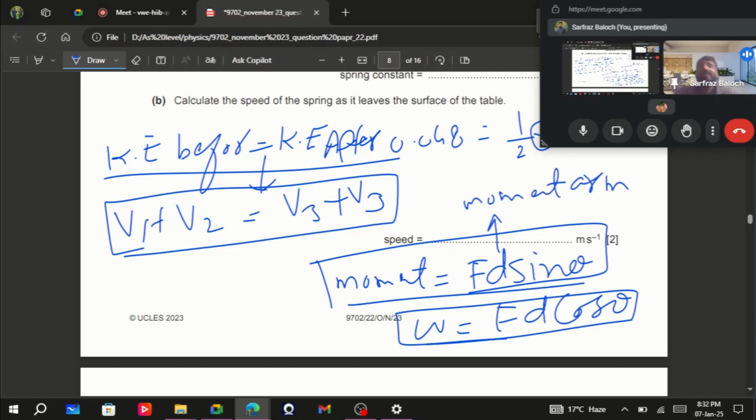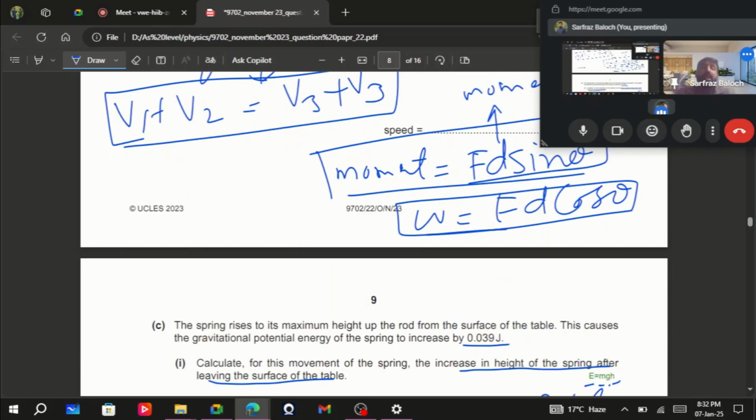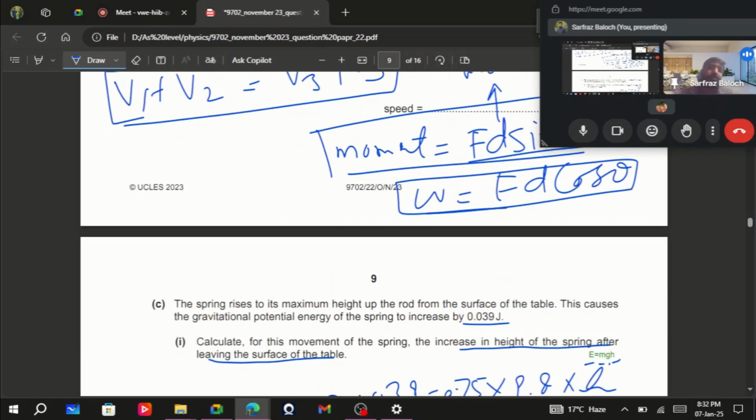Have you got it? Yes, sir. Next is, what is the law of moments? Anti-clockwise moment is equal to clockwise moment. Yes, anti-clockwise are equal to clockwise. Okay.